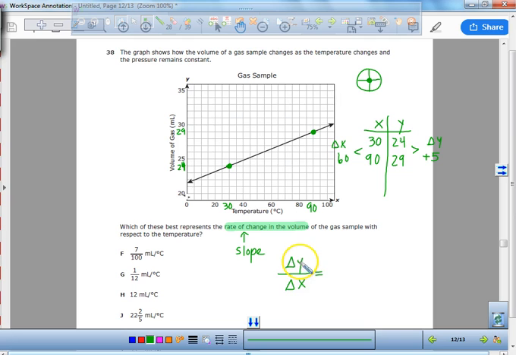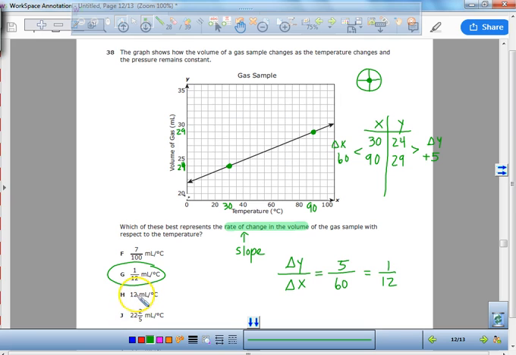What did I say slope is? Change in y over change in x. So what is our change in y? 5. What is our change in x? 60. 5 over 60. That reduces to 1 over 12. 1 over 12. That gives us answer choice G.